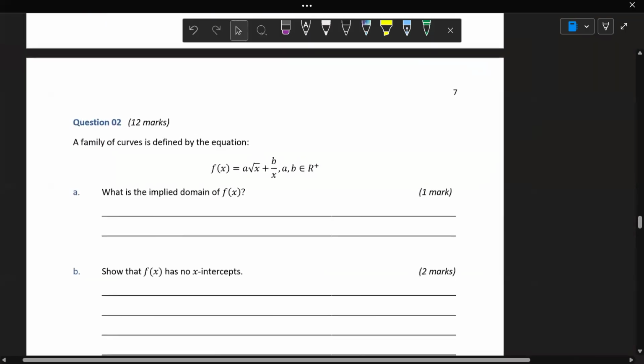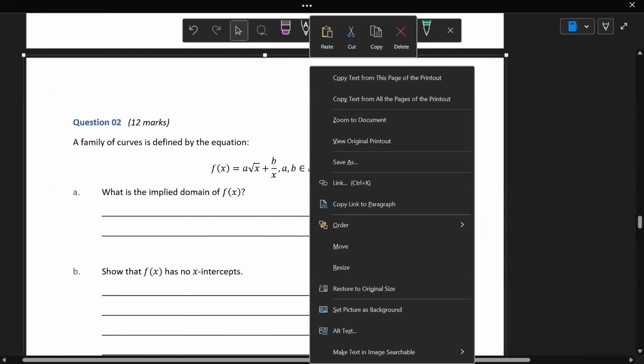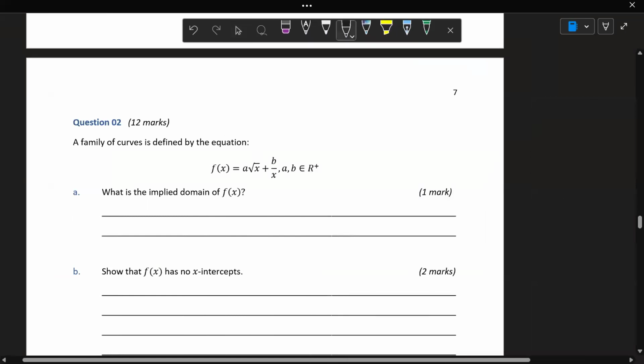Question 2. So the implied domain here is you just look at the separate parts. So x here must be larger than or equal to 0, and x must not equal 0 here. So the intersection of that is just x belongs to the positive real numbers.